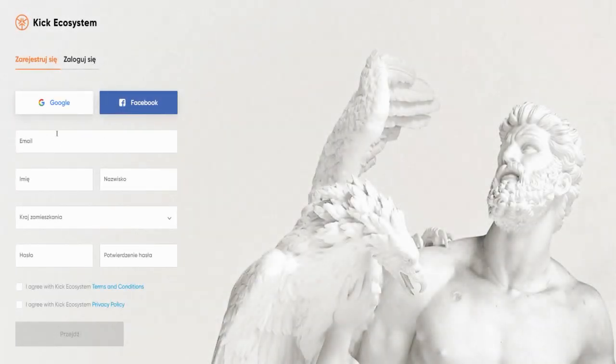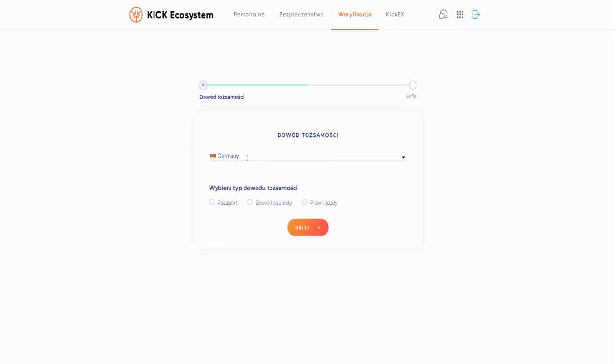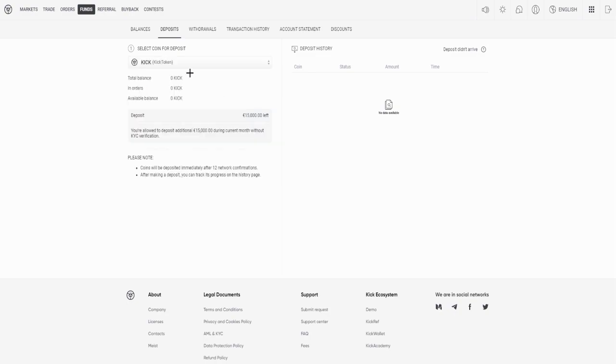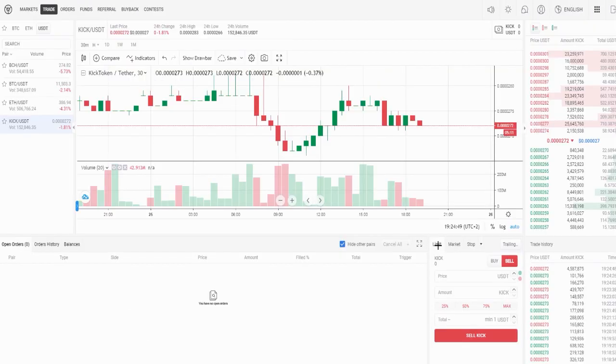Just register on the KickEX exchange and go through the KYC verification. It usually takes 2 to 3 minutes. You can deposit Kick tokens or another cryptocurrency if you wish to buy Kick tokens before the market is suspended. You place a limit order to sell your Kick tokens in the Kick US dollar Tether pair in the period starting at 12 o'clock UTC on 31st August of 2020 and ending at 11:50 UTC on 1st September of 2020.